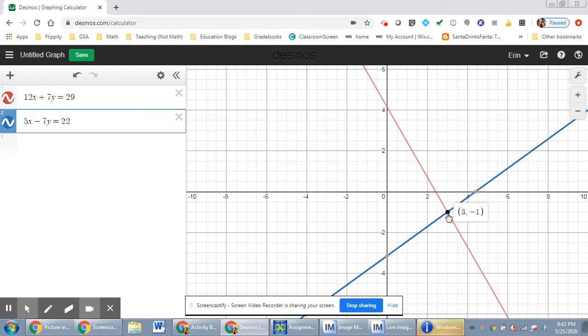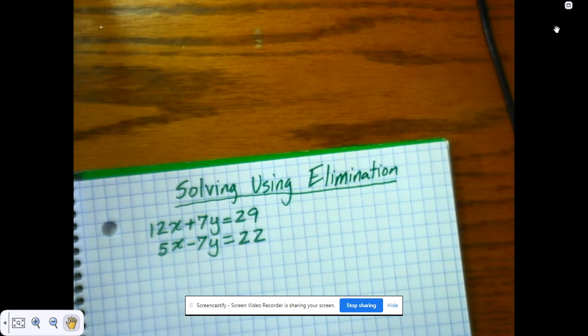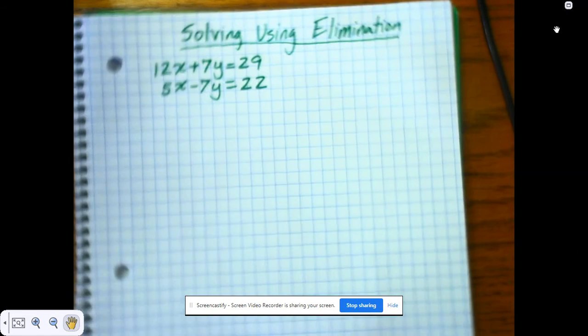of the equations. If it's a point on the blue line, it's a solution to the blue line. If it's a point on the red line, it's a solution to the red line. So right here, this point (3, -1) is a solution to both the blue line and the red line. So it is a solution to the system, okay? Now when I'm finding a solution to the system, I can graph, but there are also other ways we can do it. We can solve algebraically, and that's what we're going to go over today, how to solve a system using elimination, okay? So let's take a look at these two equations, and we are going to solve them using elimination.